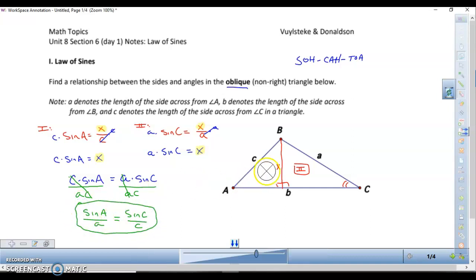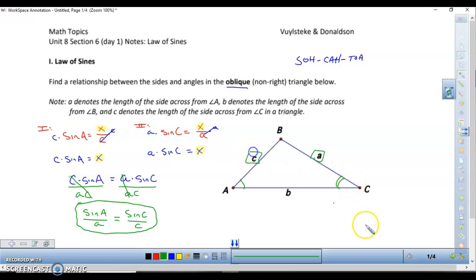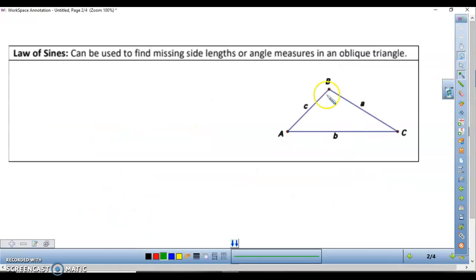It says that in any triangle, let's go back and look at the original triangle we had. In any triangle, the sine of some angle divided by the side across from it will always equal the sine of another angle divided by the side across from it. That's the law of sines. So in this next box here, it's in the PDF, we're going to write that.